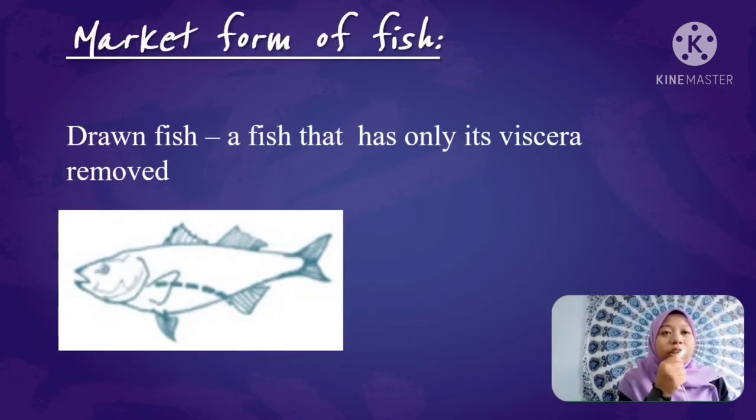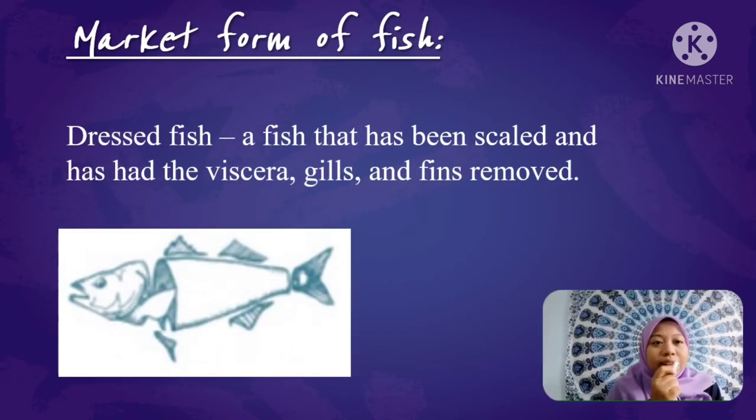Drawn fish: a fish that has only its viscera removed. Next is dressed fish: a fish that has been scaled and has had the viscera, gills, and fins removed.